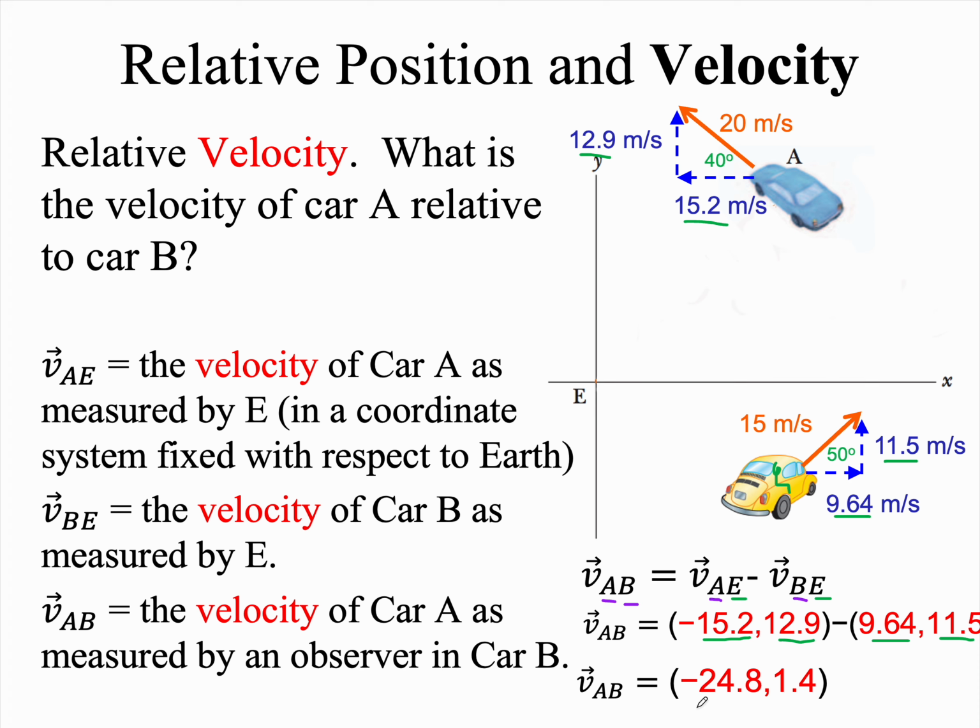It would seem to be going negative very rapidly in the horizontal direction, and it would seem to be moving away from you in the vertical. We're going 11.5 in the vertical, it's going 12.9. It's moving away from us, from our perspective, slightly upward at that 1.4 meters per second. You're like, oh, okay, I kind of get it.